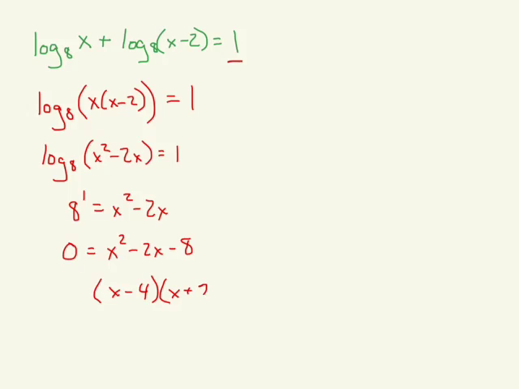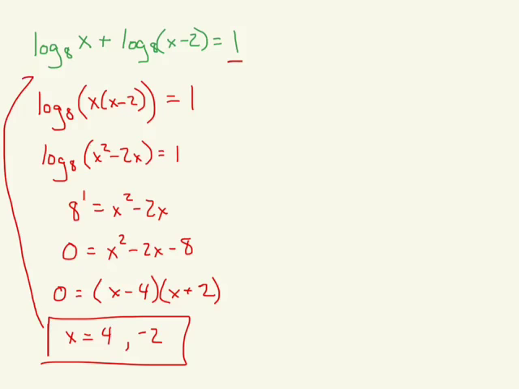Once I factor this, I start to realize that x is 4 or negative 2. Now, one thing that you need to realize is just because you get these as answers doesn't mean that they are answers. You need to go back and plug these into your original function to make sure that they would be okay. Now, the fact that x is a negative number is not a problem in and of itself. The fact that we are taking the log of x by itself is a problem.